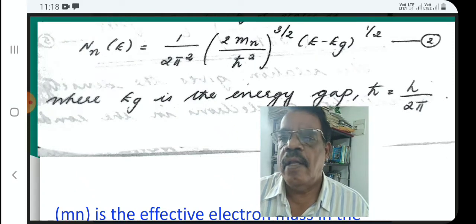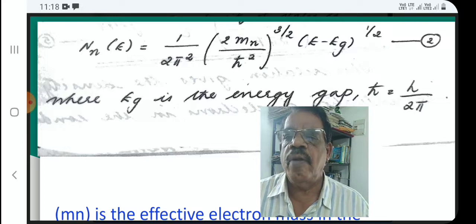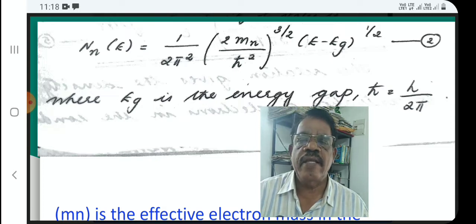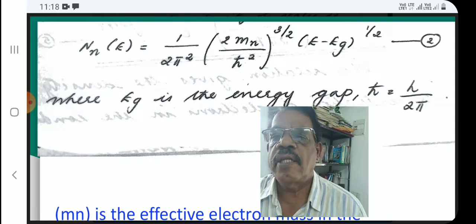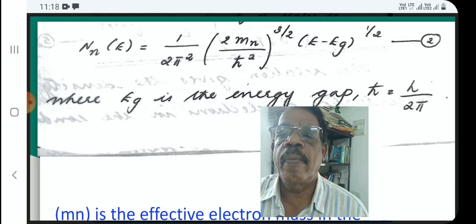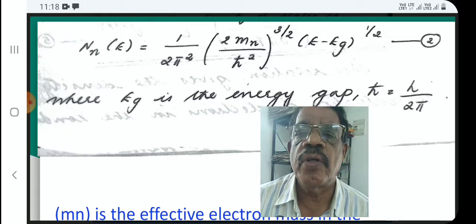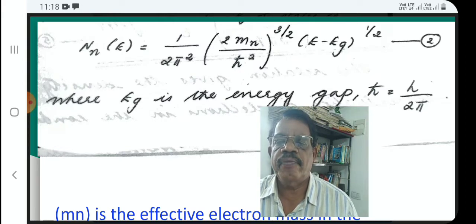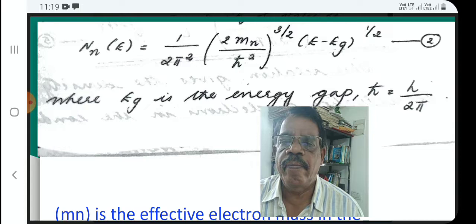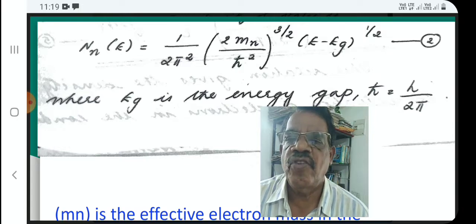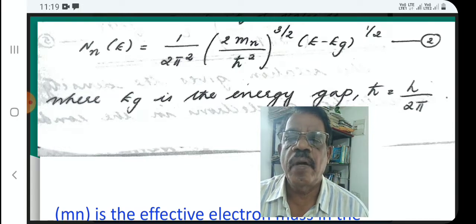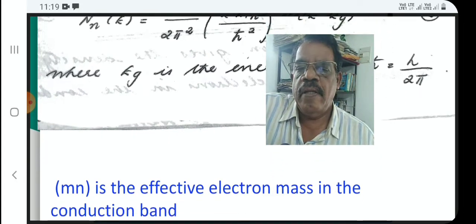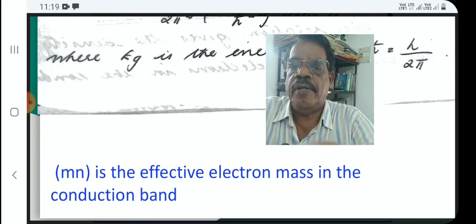N(E), the number of electrons having energy E, is equal to 1 by 2 pi square into (2 Mn by h cut square) raised to 3 by 2 into (E minus Eg) raised to 1 by 2. Here Mn is the effective mass of the electron in the semiconductor, in the material, which may be different from the rest mass of the electron. h cut is h by 2 pi, and Eg is the band gap energy. Mn is the effective mass of the electron in the conduction band.